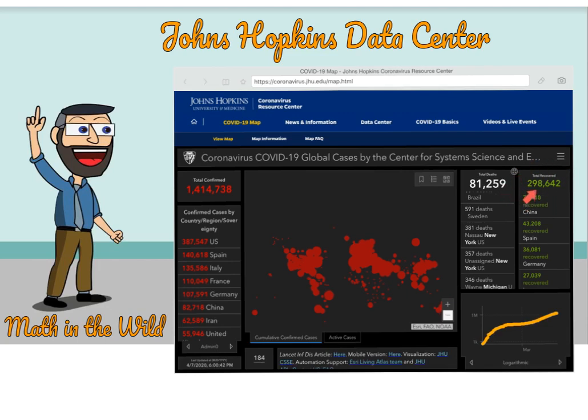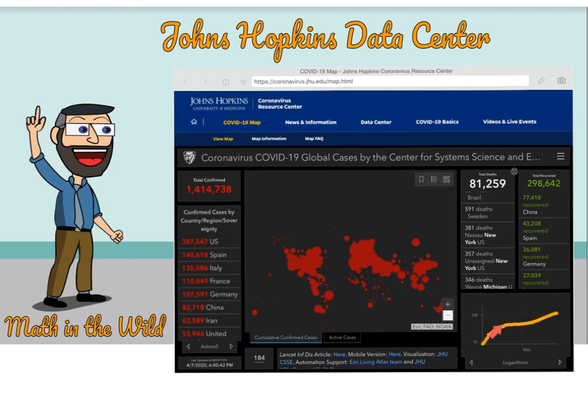Also, keep in mind when you're looking at total recovered, this does not take into account everybody who recovered without being tested. So if this number included everybody who recovered from a very mild case of the coronavirus who never knew that they had it, this number would be way higher than 298,000.